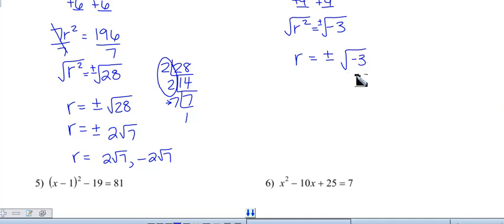Negative 3 is not a perfect square, and it can't be broken down, so nothing's coming out. But I do need to deal with this negative. Anytime you have a negative underneath a square root, an i comes out. So my final answer is going to be r equals plus or minus i square root of 3.